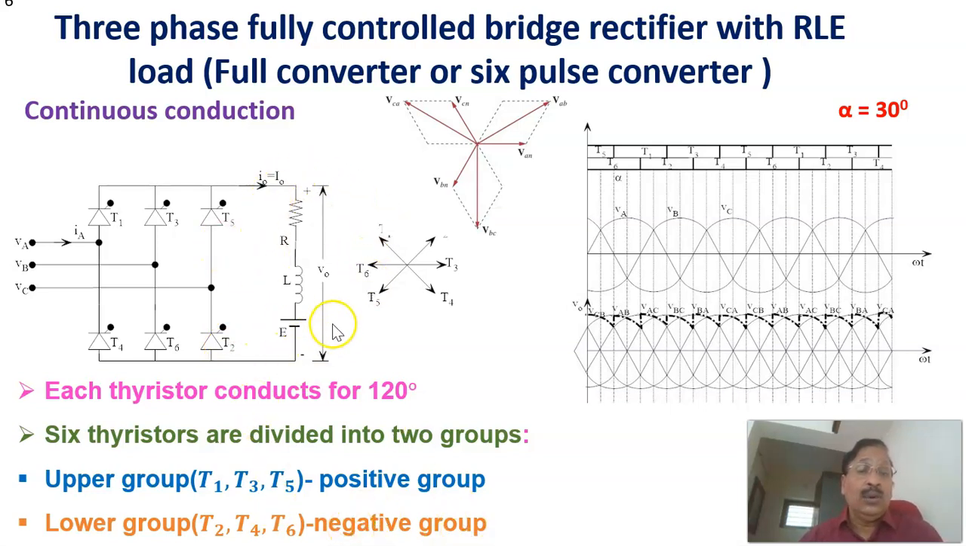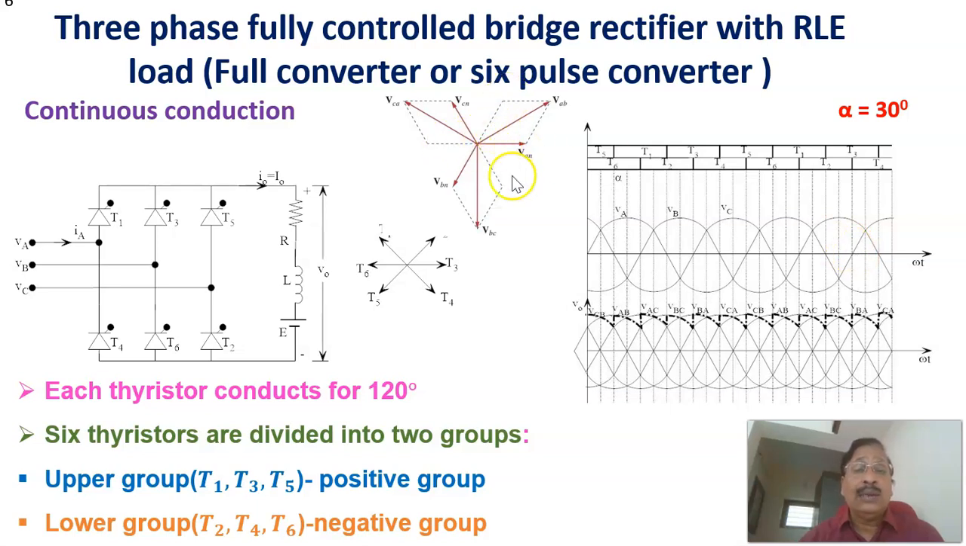And this is the RLE load here. And here you can see T1 is opposite to T4, that is marked here, T1, T4, and similarly T3, T6, and T2, T5. It is marked like this, symbolically. One more thing I want to convey is that these phase voltages we are marking as VAN, VBN, and VCN. That is written as the same thing, VA, VB, VC here.